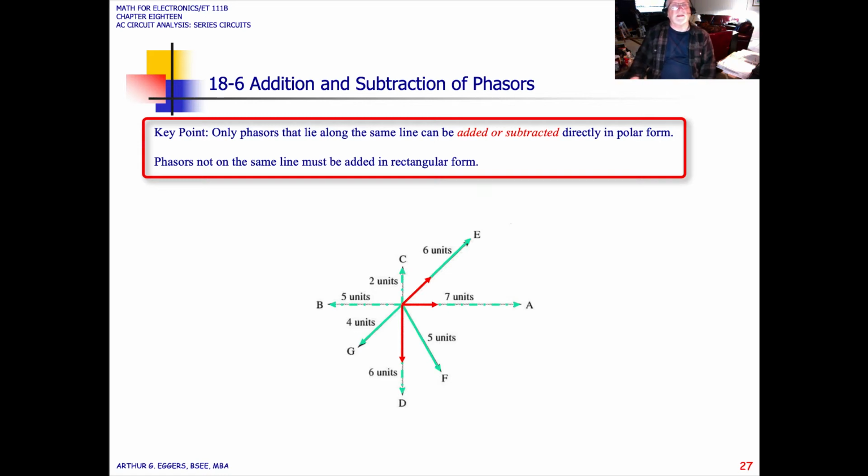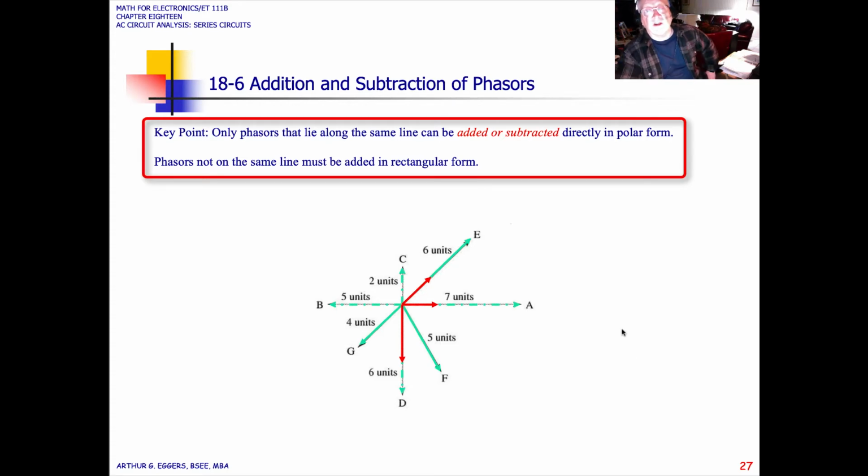Okay, now we're on the last leg of chapter 18. We're going to look at the principles here of addition and subtraction of phasors. Key point says only phasors that lie along the same line can be added or subtracted directly in polar form. Phasors not on the same line must be added in rectangular form.